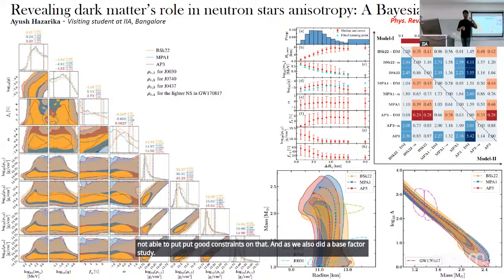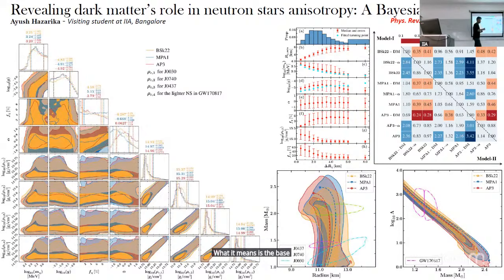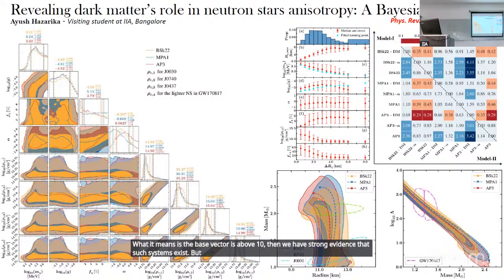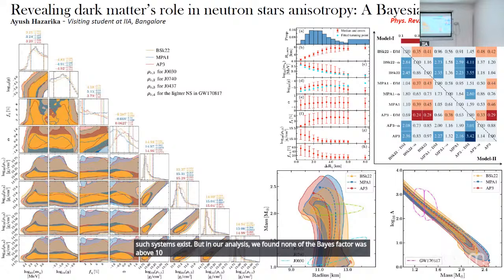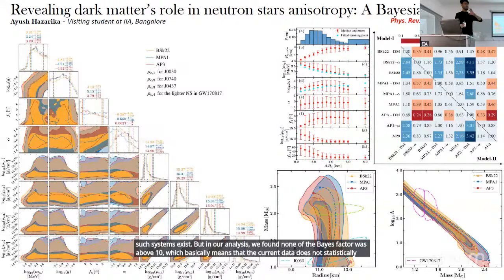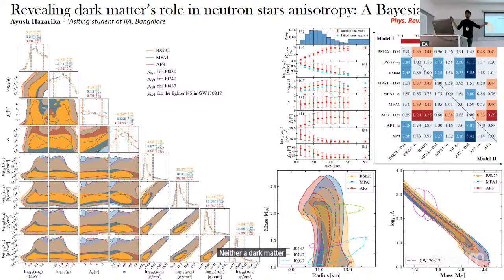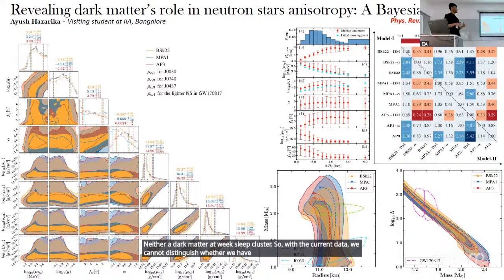What it means is, if the Bayes factor is above 10, then we have strong evidence that such systems exist. But in our analysis, we found none of the Bayes factors was above 10, which basically means that the current data does not statistically favor a pure baryonic neutron star, neither a dark matter admixed neutron star. So with the current data, we cannot distinguish whether we have a dark matter admixed neutron star.